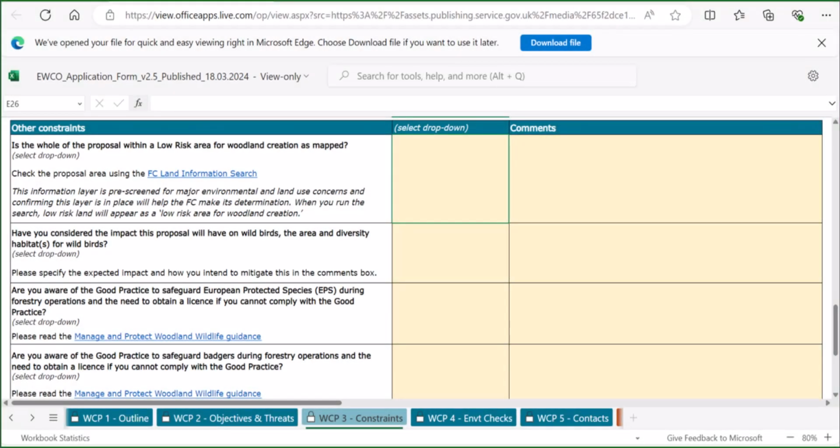The next constraint that will be detailed in the form, listed under the other constraints section, is low risk areas for woodland creation. This part of the form follows a similar structure but is slightly more simplistic: it's a yes or no as to whether it's present on the site, and then some comments next to the yes or no.